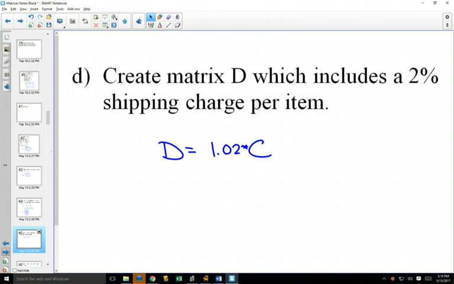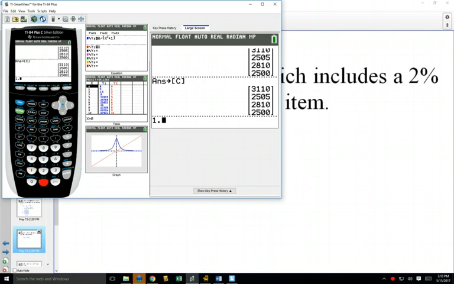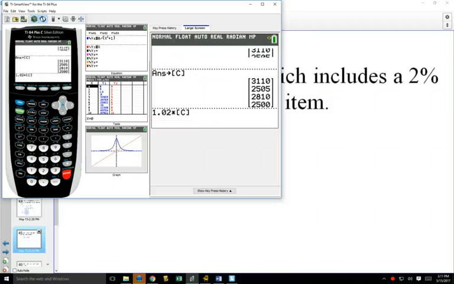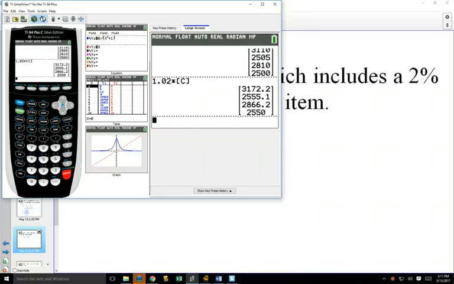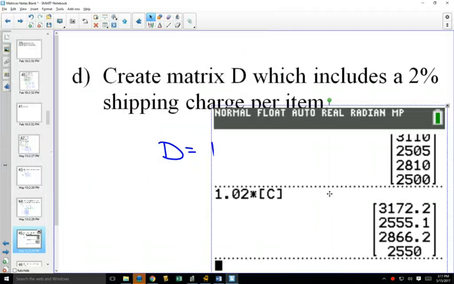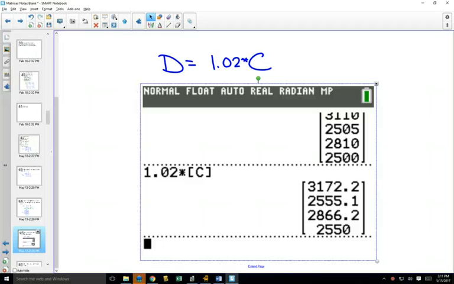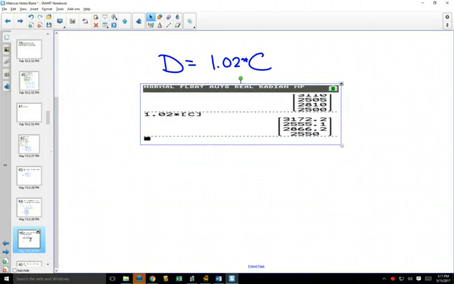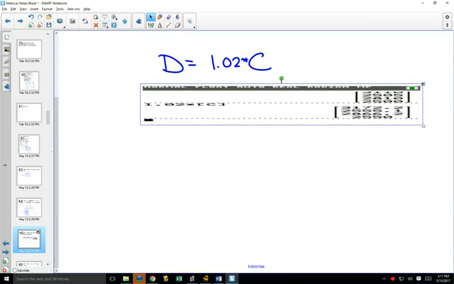So now on our calculator, we can just go 1.02 multiplied by, you can either select matrix C. Did that work? No, it didn't. So I'm going to go to matrix, number 3, matrix C, and push enter. And we get all of our answers that way. Ooh, nice. There we go. Really easy to read.